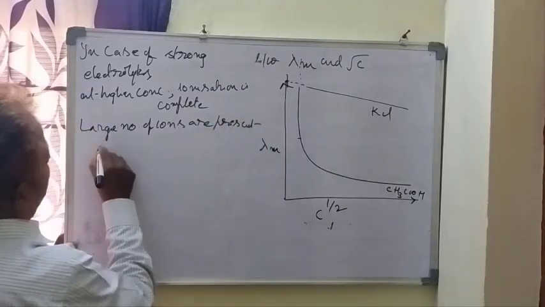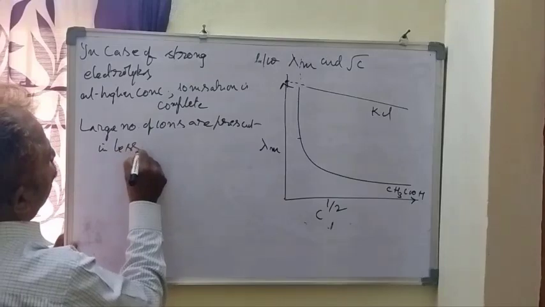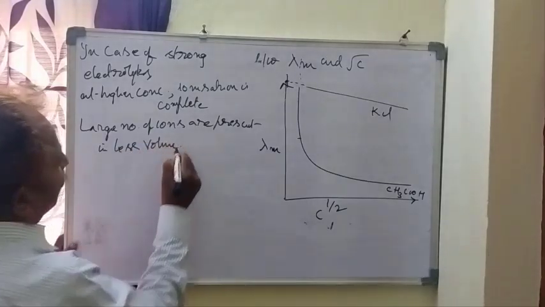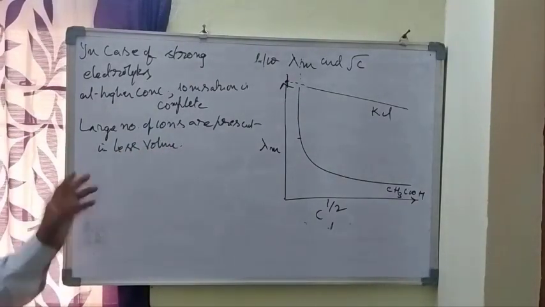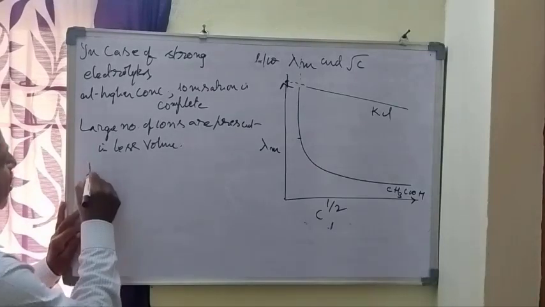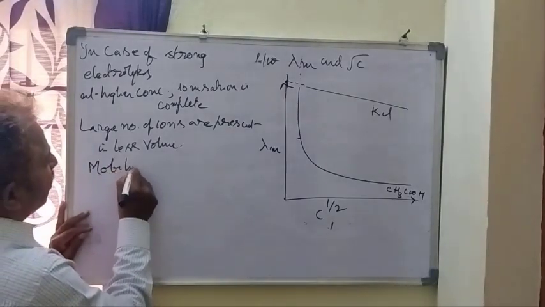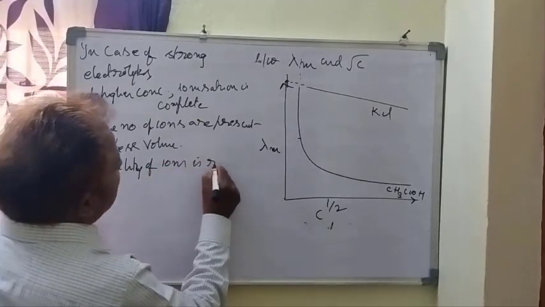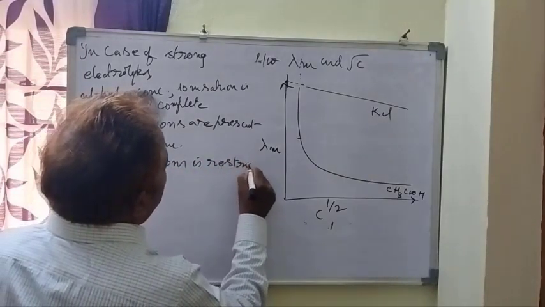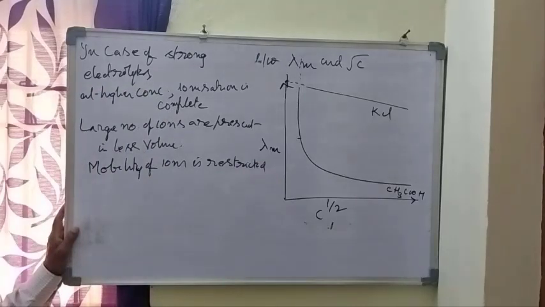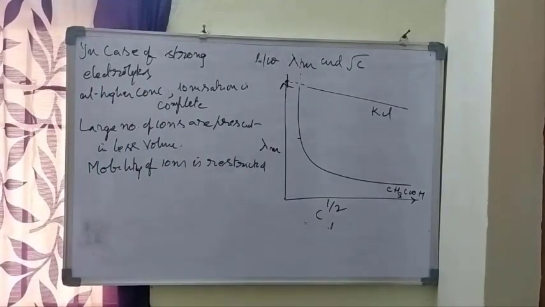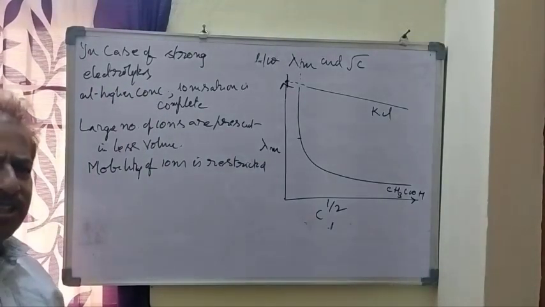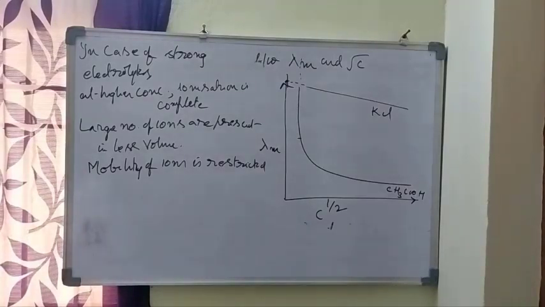Large number of ions are present in less volume. Due to this, what happens? The mobility of ions is restricted. Mobility or movement of ions is restricted. There is no sufficient space for ions to move. Not only that, because ions are very close to each other, electronic interactions also affect the mobility of the ions.